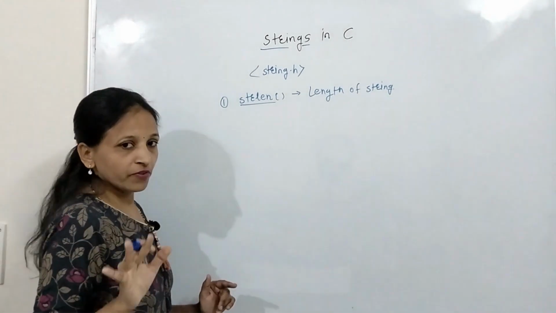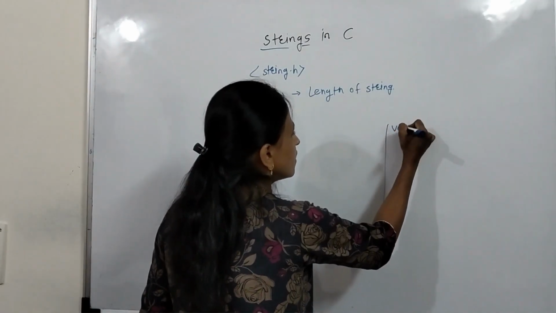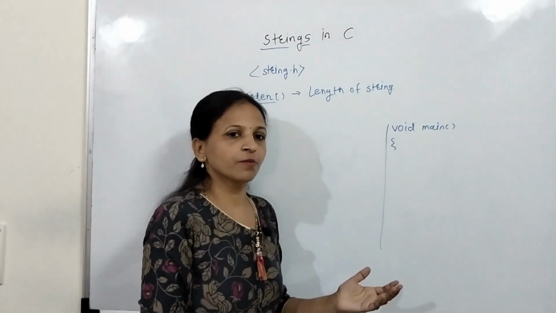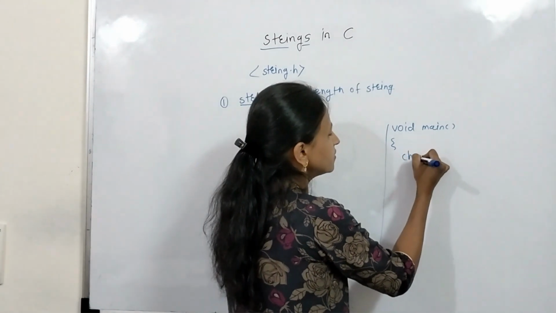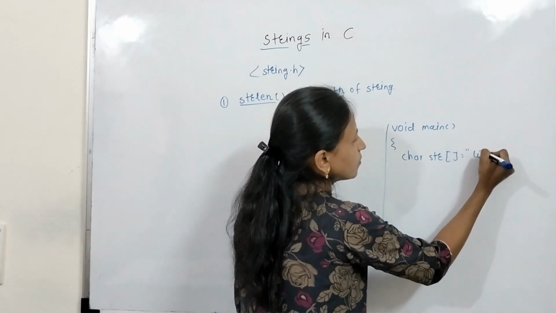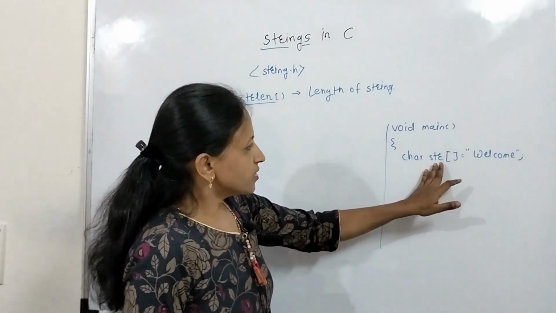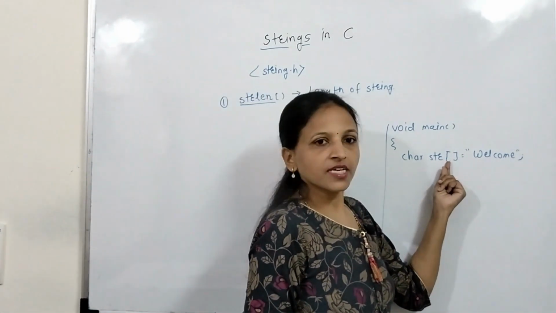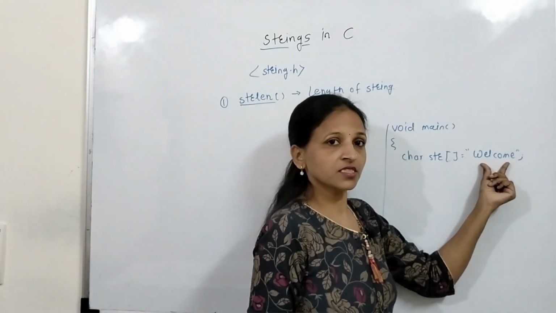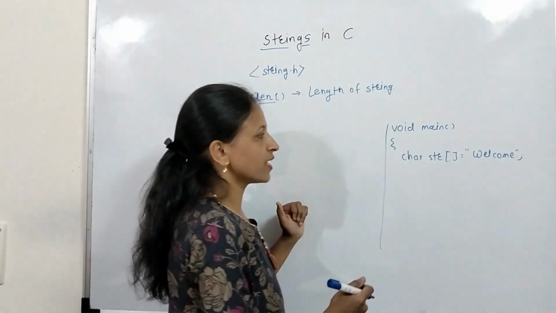See, normally how we use this strlen function. First, let's say in main I have declared one string variable, like char str[] = "welcome", in this way. Here I am not giving any size, it is optional, not compulsory, because if you are initializing the string at the time of declaration, then it is not compulsory to mention the size of that character array.